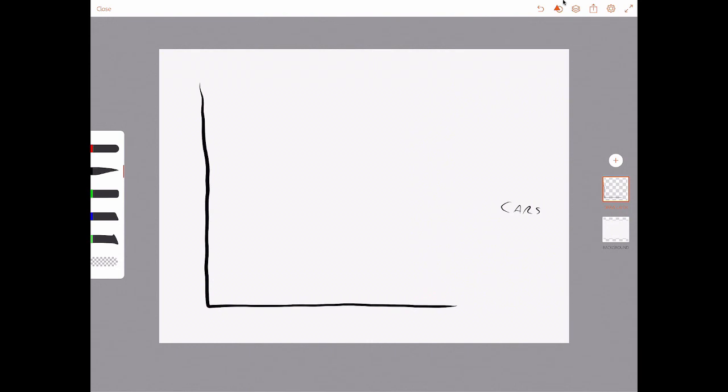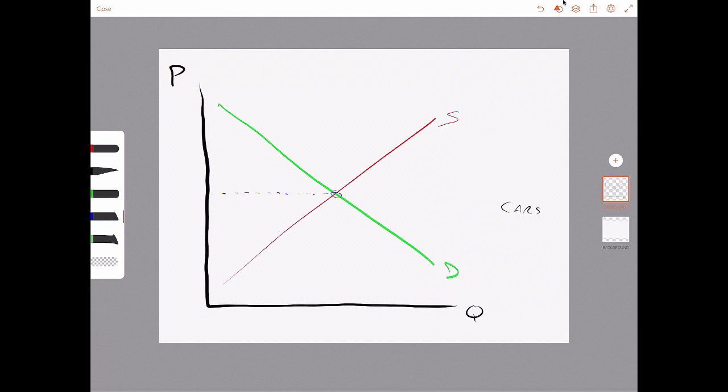This would work for any market where we're trading with another country, but we'll just use cars. It's a pretty simple one. Here we'll have quantity on the quantity axis. We'll have price of cars on the price axis. And we're going to have demand and supply. So we'll start off with, here's our supply curve, and here is our demand curve. Just like any market where the two lines cross, we have equilibrium.